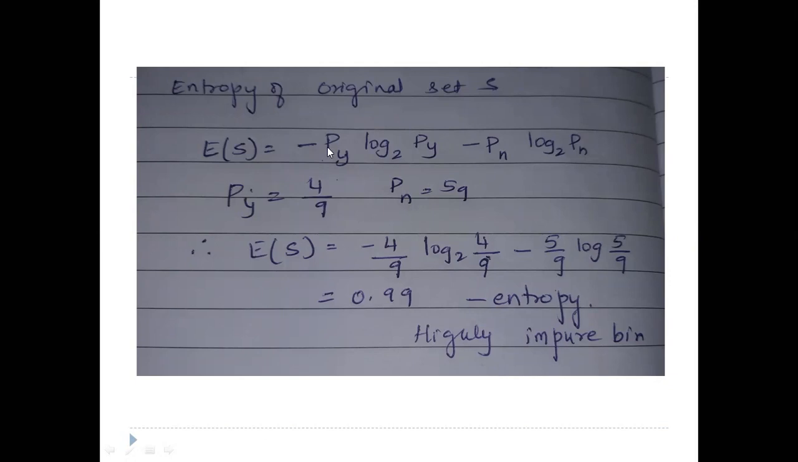So the entropy of S is minus 4 by 9 log 2 4 by 9, minus 5 by 9 log 2 5 by 9. If I calculate the entire thing, I get the entropy as 0.99. Please note this down. This is a highly impure set. Why? If it is 0, it is a pure set, but if it is 0.99, that's almost near to 1, so it is a highly impure set.